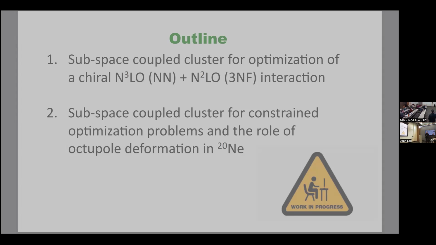And the second part is much more recent. Actually, some of the results were finished yesterday. I mean, it's very preliminary. So here we've now pushed subspace coupled cluster for constrained optimization problems. In particular, we're looking at the role of octupole deformation. So now we are not only breaking angular momentum, we also break parity in order to probe what the role of octupole deformation is. The first application is here in neon-20, but of course, this is relevant for computations of Schiff moments in heavy nuclei like radium-225, for example.